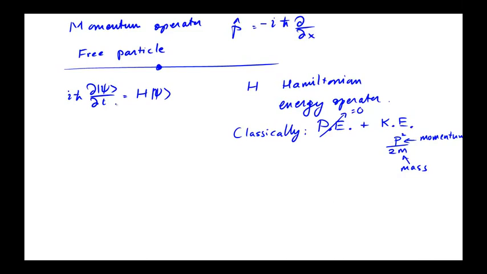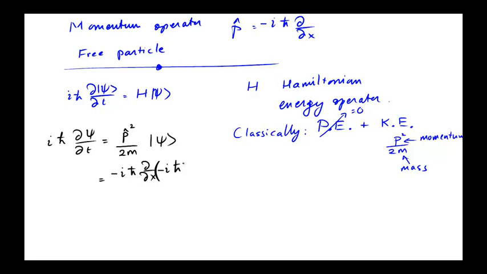Using this correspondence principle, which is a nice way of guessing what this basic equation of motion should be, we'd get that i h bar d psi by dt equals p hat squared over 2m times psi. So what's p hat squared? Well, you just apply p hat twice. So it's i h bar d by dx times i h bar d by dx, times 1 over 2m, psi. If you take the derivative twice, it's a second derivative. i squared is minus 1, so it's minus h bar squared over 2m d squared by dx squared of psi.